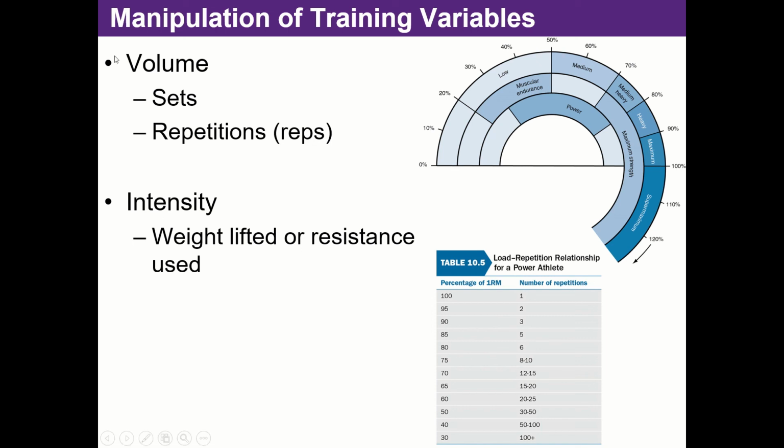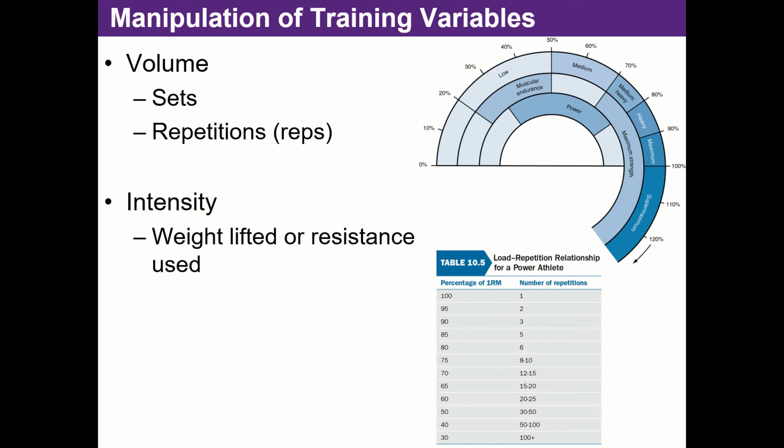So in terms of manipulation of training variables, obviously we can manipulate volume. If you want to increase volume, you increase the number of sets or repetitions. Typically we increase the number of sets. So you go from 3 sets of 10 to 4 sets of 10. That's an increase in volume there.